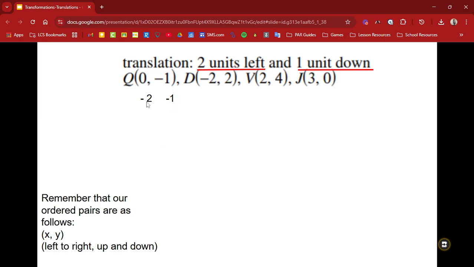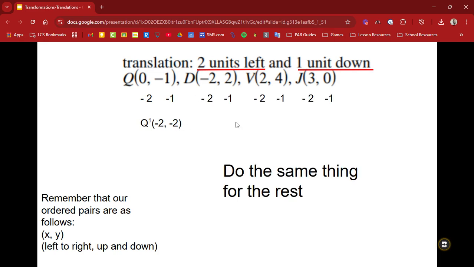What would that be? This is where you could put it into your calculator and figure this out for yourself. 0 minus 2, I know is going to be -2, and -1 minus 1 is going to be -2 as well. But I'm doing the same thing with all of these coordinates, right? Because it says 2 units left. That means 2 to the left. Like on a number line, you would go to the left 2. That would mean you're subtracting 2.